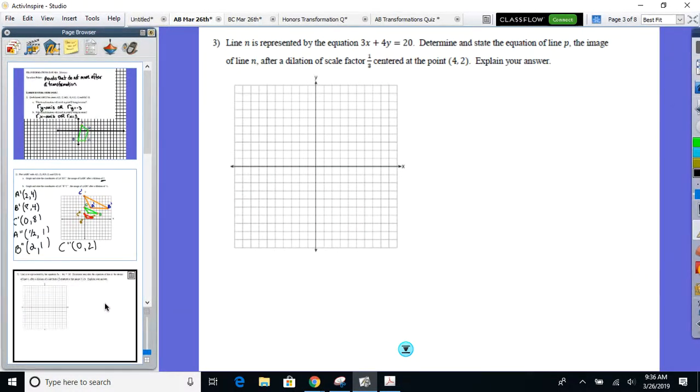Can you dilate a line? Woohoo! Here we go. Around a point that's not the origin. I just raised the level like 20 times here on this one.